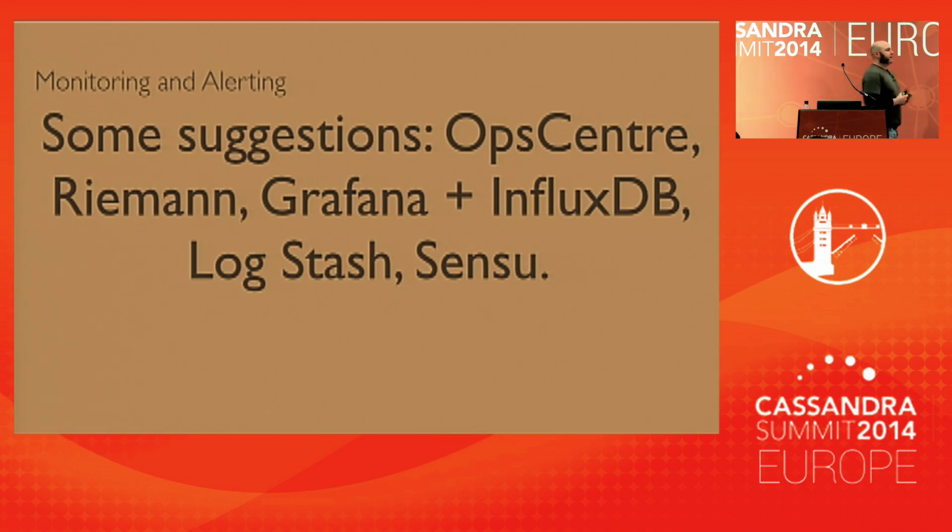Some of the things that we like: Ops Center, it has some useful things in it. Riemann is great for what's happening right now. You can dump so much traffic through that. Grafana and InfluxDB, which runs a bit faster than Graphite and is easier to install, and it has a Graphite compatibility mode. You can chuck those together.